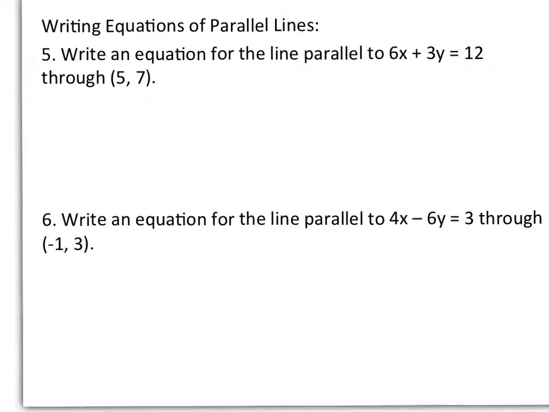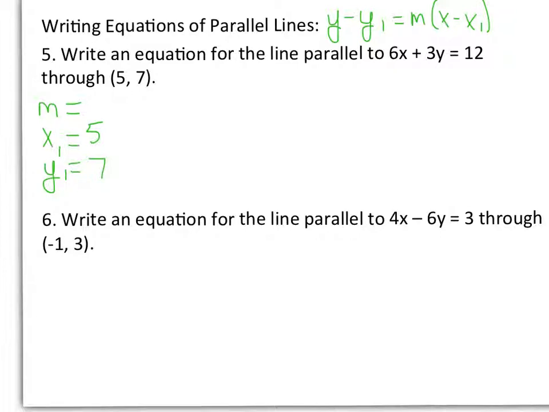Okay, two more examples dealing with parallel lines, and then we'll look at perpendicular. So in 5, we want to write an equation for the line parallel to 6x plus 3y equals 12, and it goes through the point (5, 7). Recall from last lesson, point-slope form, y minus y sub 1 equals m times x minus x sub 1. We are going to need to use this formula for numbers 5 and 6. Over on the side, I'm going to label what I know. I already know that my x1 is 5, my y1 is 7. I do not know my slope yet.